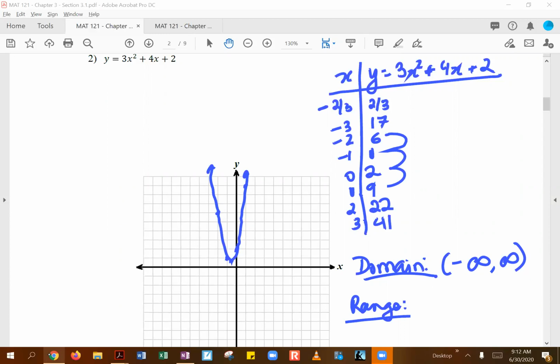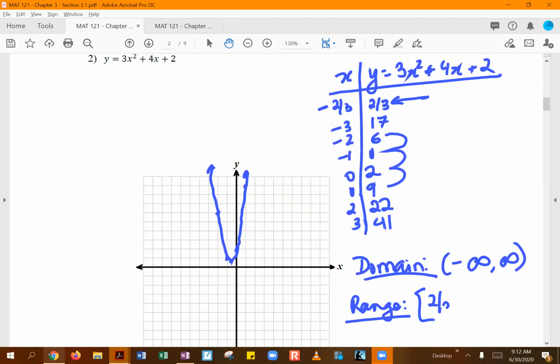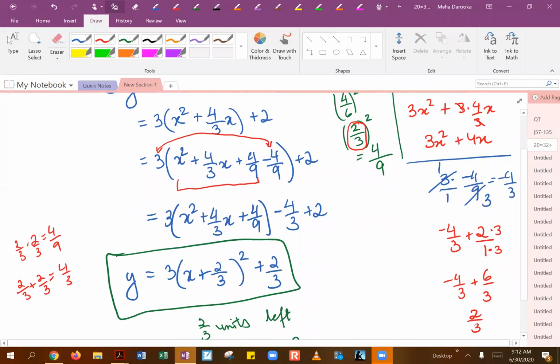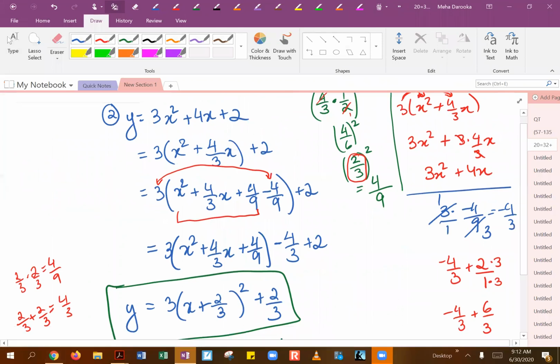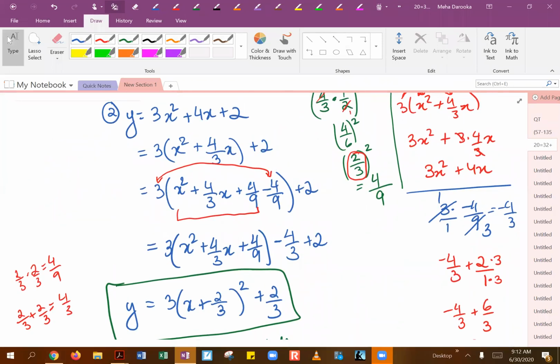Yeah, very good, Clinton. Again, our graph is going upwards, which means it's headed towards positive infinity. And the lowest point on our graph, of course, corresponds to this point right over here. So you are starting out at positive 2/3 and you are going up to positive infinity. Alrighty, very good.